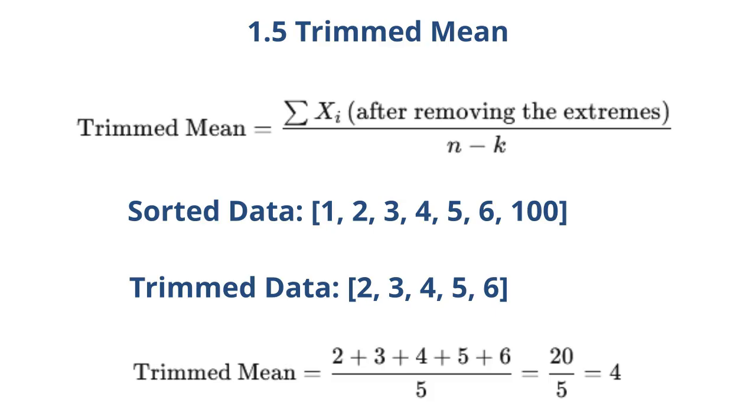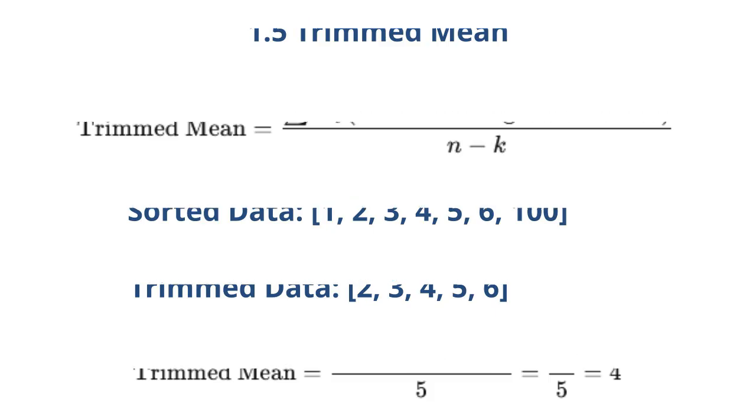When to use the trimmed mean? When the data contains outliers or extreme values that could skew the mean. It is useful when you want to get a more robust average that is less sensitive to extreme values.